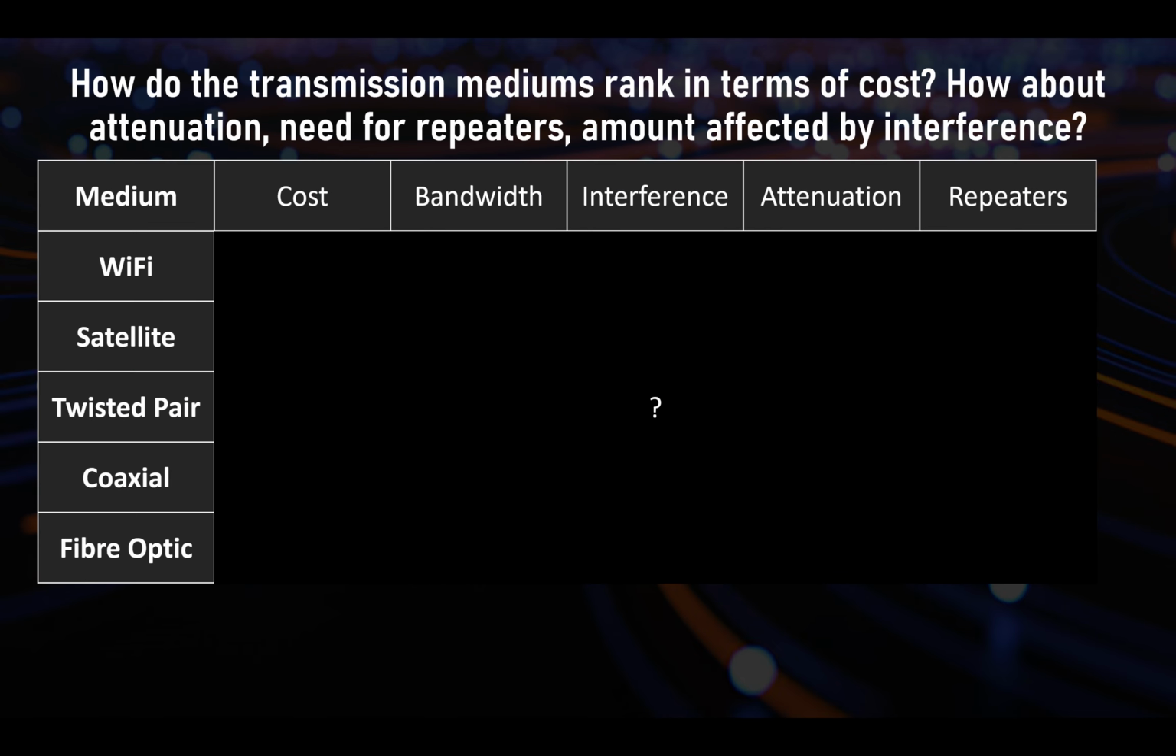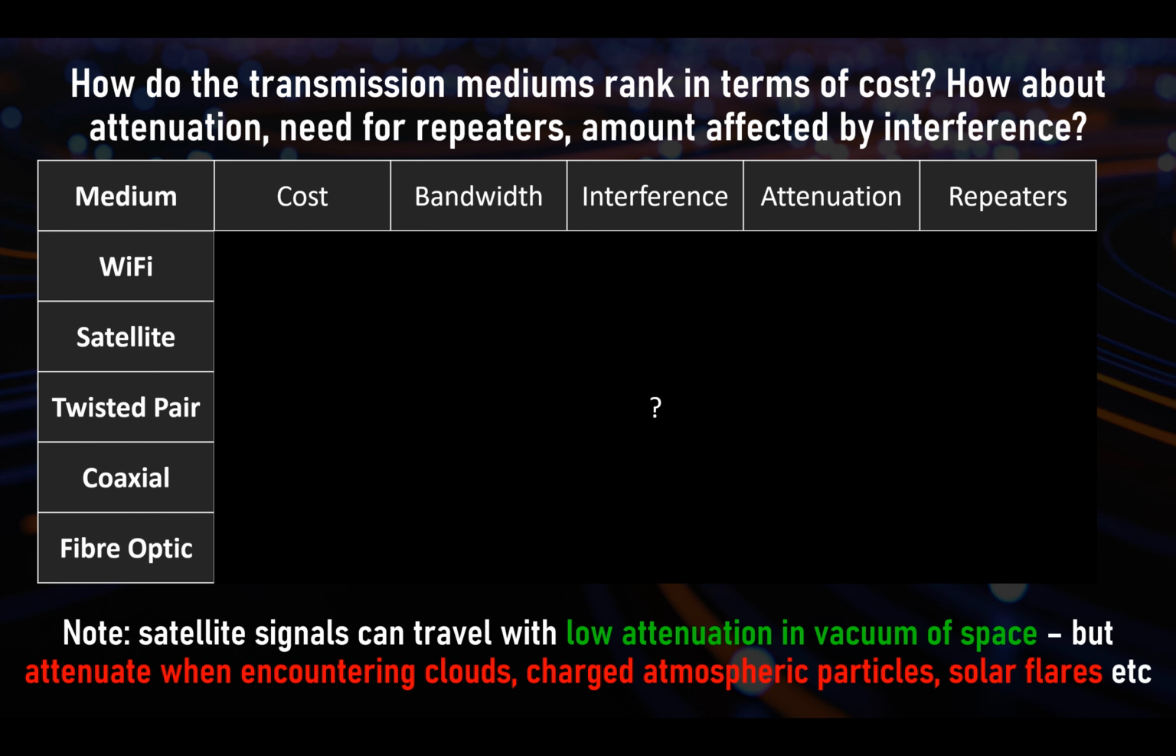So I think this is the recap then. How do the transmission mediums rank in terms of cost, the attenuation, need for repeaters, amount affected by interference, and also the bandwidth? So try and pause the video and think about all of these. If you pause the video and have a go, let's have a look at the answers.